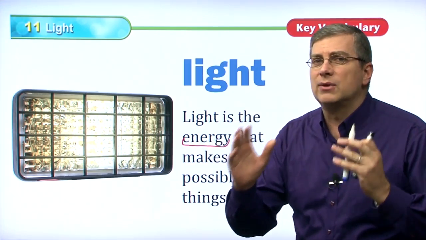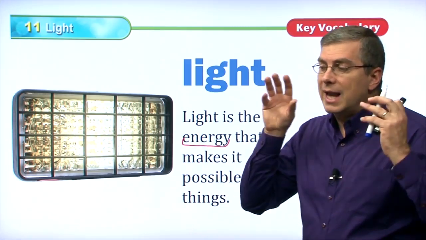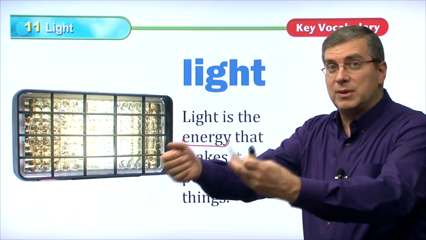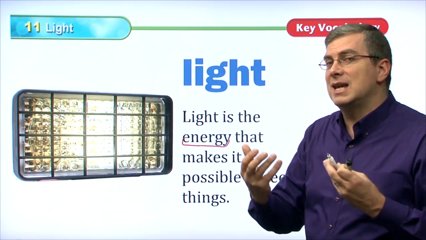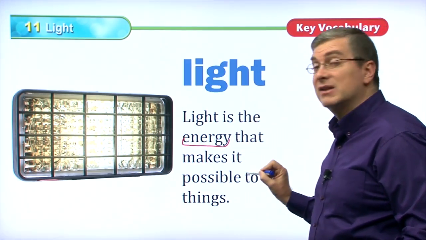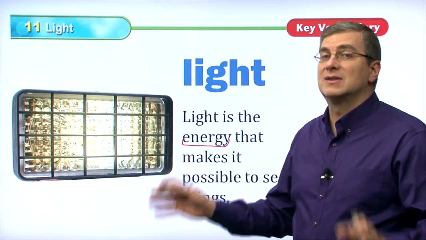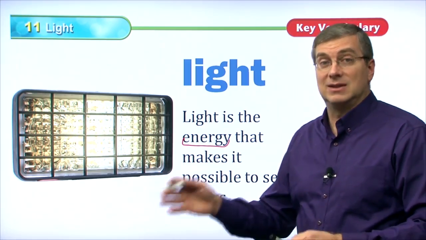If we don't have light, right? There's no light. We can't see things. So light is energy that hits something, bounces back, and we can see it with our senses. So light is energy that makes it possible to see things. Without light, we cannot see. We need light to see.